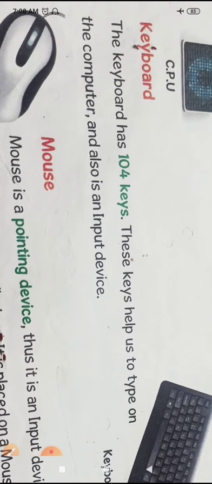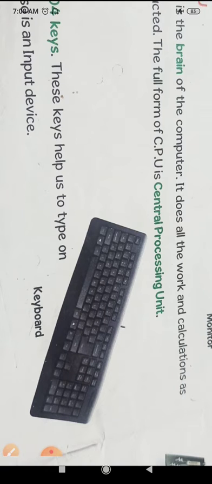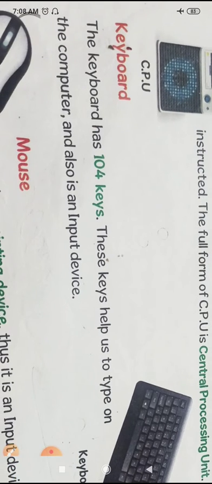Now you can see here the keyboard. The keyboard has 104 keys. Now you will ask, what are these 104 keys? Which types of keys are there? These keys help us to type on the computer, and it is also an input device.